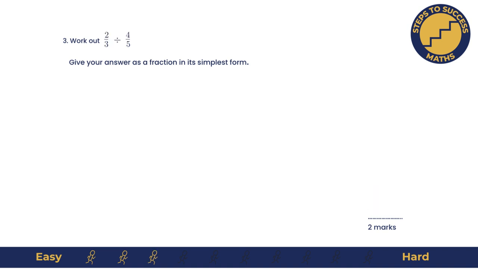Question 3. Work out 2 over 3 divided by 4 over 5. Now remember, when you divide fractions, you need to do KFC, keep, change, flip. So you keep the first fraction, 2 over 3. You change the sign from divide to times, and you flip over the second fraction. So it's now 5 over 4.